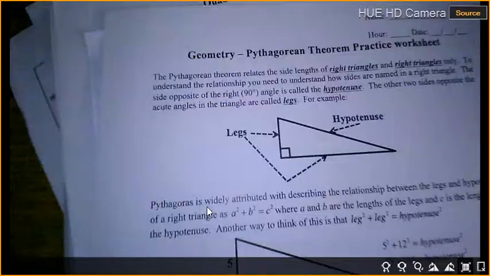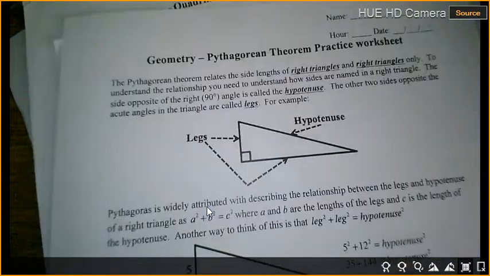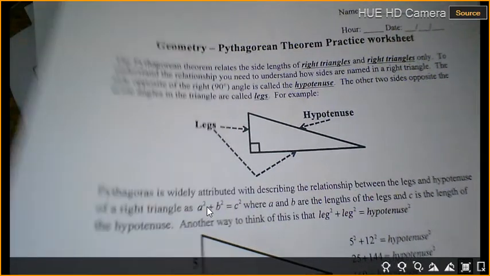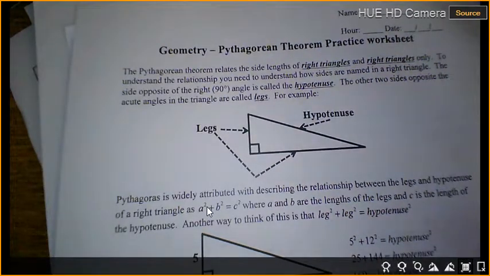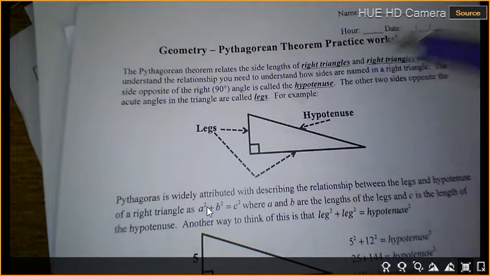So, we are looking at the notes on Pythagorean theorem. Pythagorean theorem practice worksheet. The Pythagorean theorem relates the side lengths of right triangles and right triangles only. To understand the relationship, you need to understand how sides are named in a right triangle.